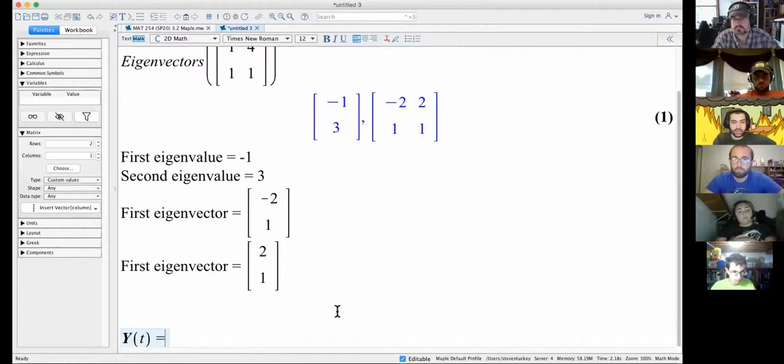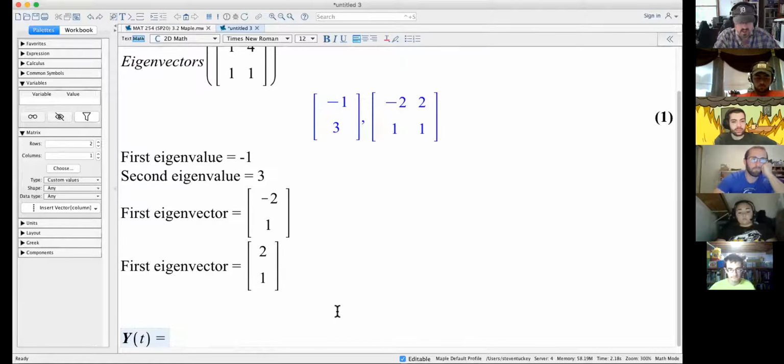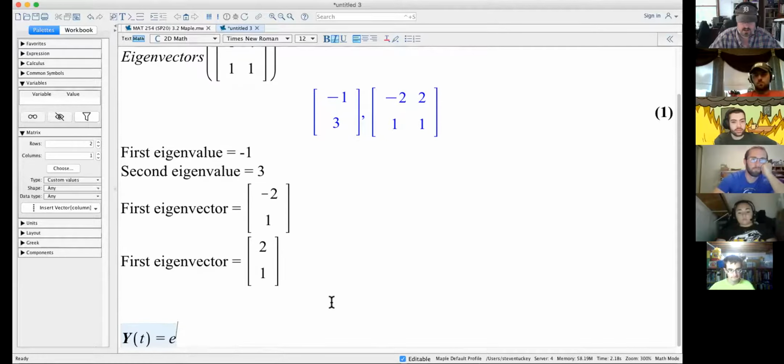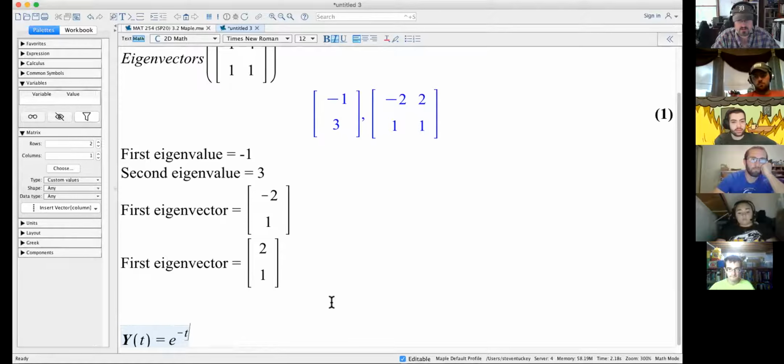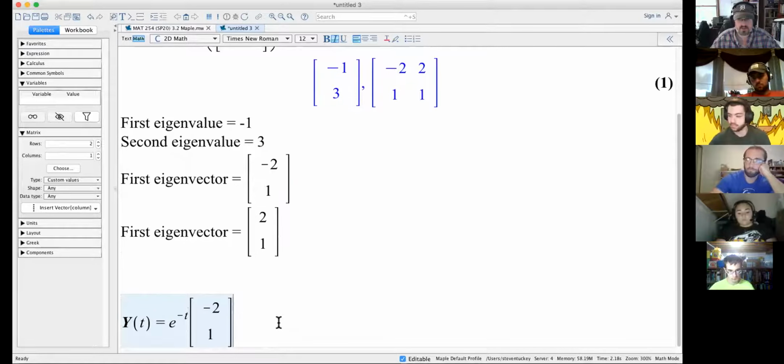So you would take E and raise it to the -t times the first eigenvector for the first one. That's going to give me a straight line solution. If I just wanted the straight line solution, I could say E, and I know it's not the proper E, E to the power -1 times t times this first eigenvector. And this, my friends, is the first straight line solution. So you could call that Y1. That is straight line solution number 1.